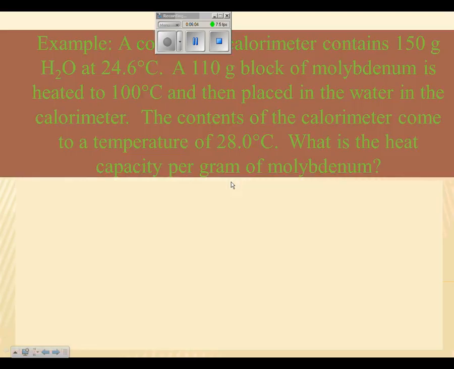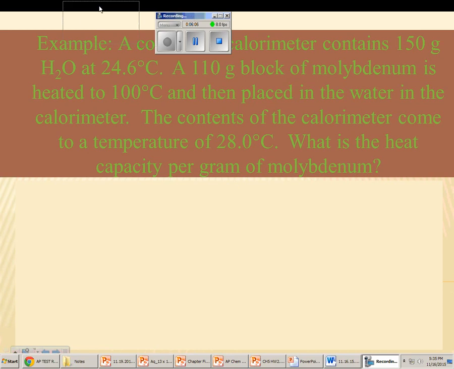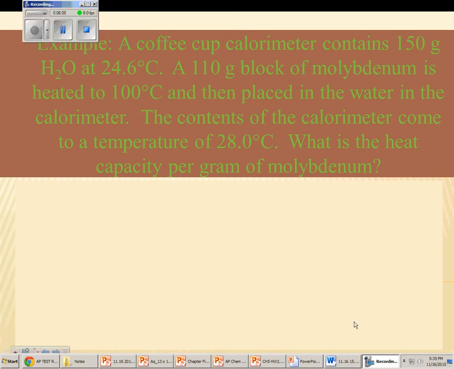So to do an example: a coffee cup calorimeter contains 150 grams of water at 24.6 degrees Celsius. A 110 gram block of molybdenum is heated to 100 degrees C and then placed in the water in the calorimeter. The contents of the calorimeter come to a temperature of 28 degrees C, so that's your final temperature. What is the heat capacity per gram of the molybdenum?